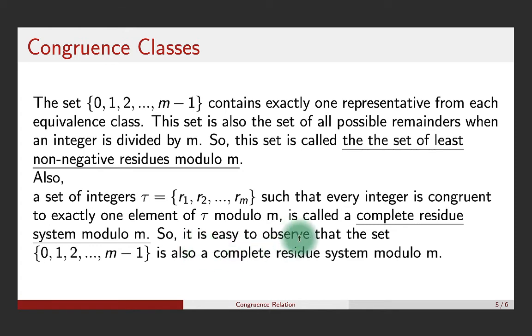So it is easy to observe that our set 0, 1, 2, etc., m minus 1, that is the set of least non-negative residues modulo m, is also a complete residue system modulo m. Hence, the set of least non-negative residues modulo m is the collection 0, 1, 2, etc., m minus 1, and a complete residue system modulo m is a set of m integers in which no two members are related to each other.